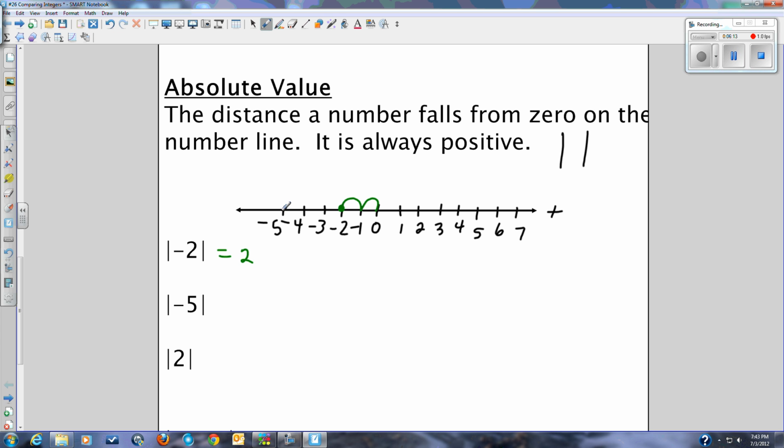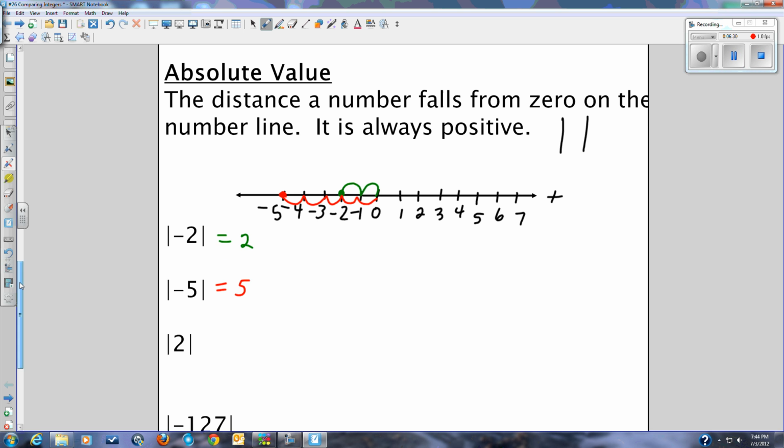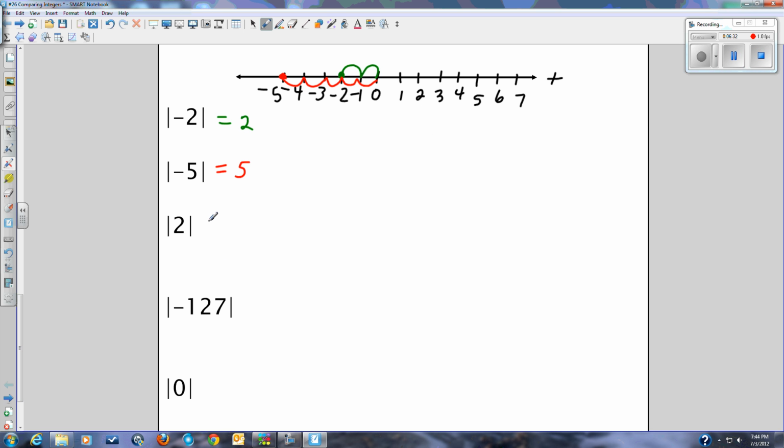The absolute value of negative 5. Here's negative 5 right here. It's a little off center. Negative 5 falls how many spaces away from 0? It falls 5 spaces away. So the absolute value of negative 5 is positive 5. The absolute value of positive 2. How many spaces away from 0 does positive 2 fall? It falls 2 spaces away. So you're getting the idea. It's just the number, but the positive version.